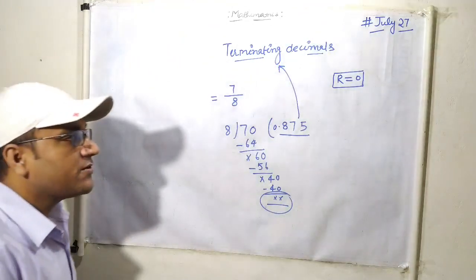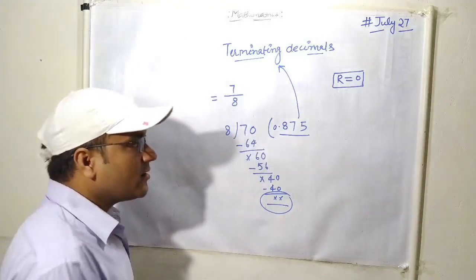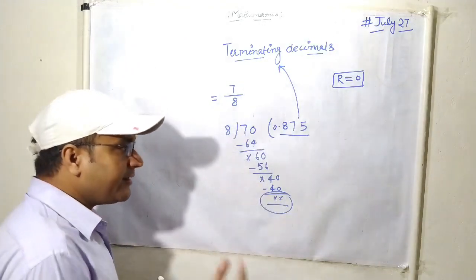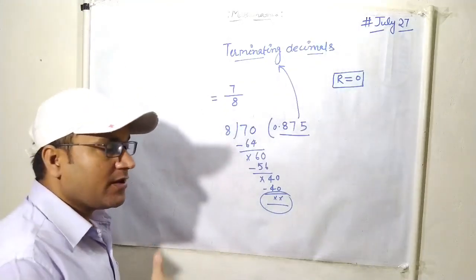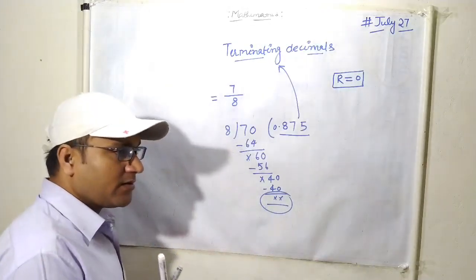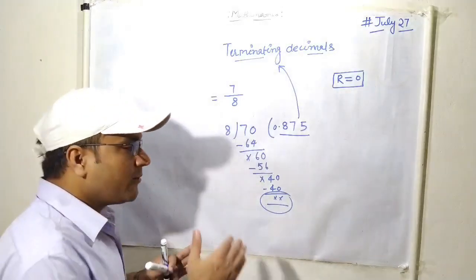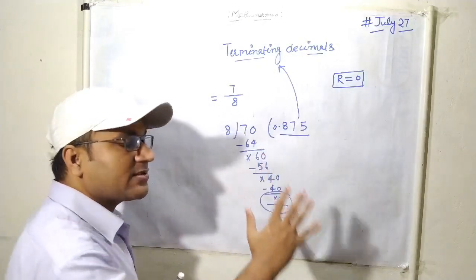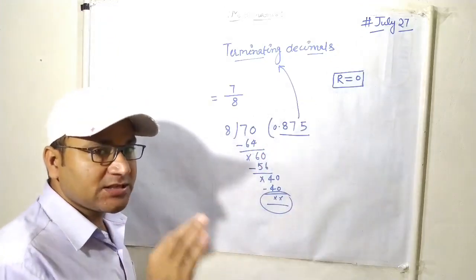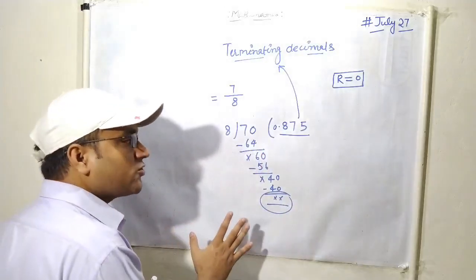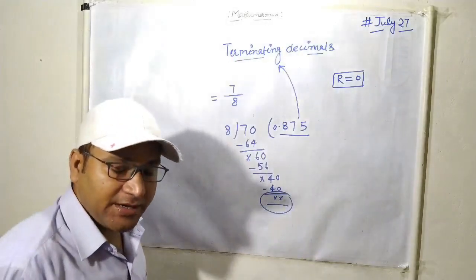So students, you always remember that if you are dividing, any division, you can check up to 5 steps. After 5 or 6 steps, if it is equal to 0, fine; before that if it gets 0, no problem. But if it is not getting 0, you can check up to 5 or maximum 6 decimal places. If it is not equal to 0, then it is not a terminating decimal.